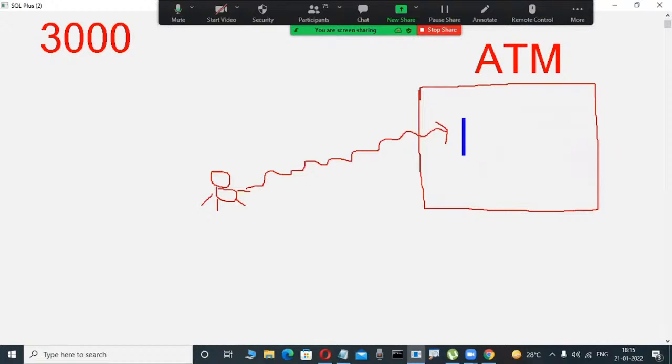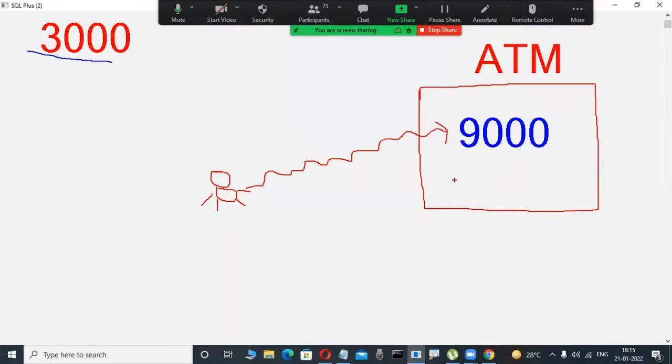Whenever I insert the ATM card, after entering the amount, it will check. Suppose I mentally decided to withdraw 9,000 rupees. Now as I try to withdraw 9,000 rupees, can I get it? No. Here my balance is 3,000, so how can I get it? Okay, so 9,000 rupees is impossible.